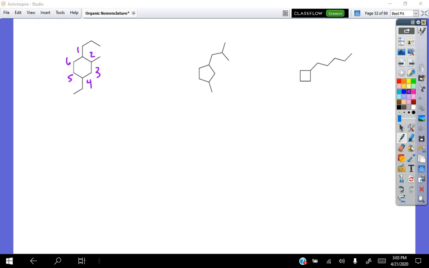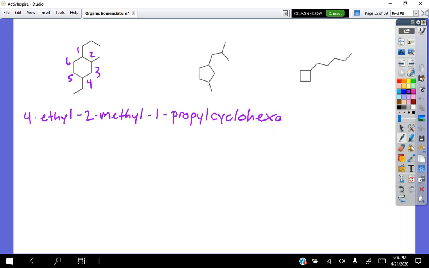So then I just need to alphabetize each of my groups. E comes before both M and P. So I have 4 ethyl. Then M comes before P, 2 methyl. And then my last one is 1 propyl. Cyclohexane. All right, on to the next one.